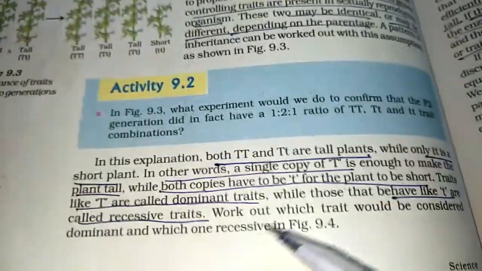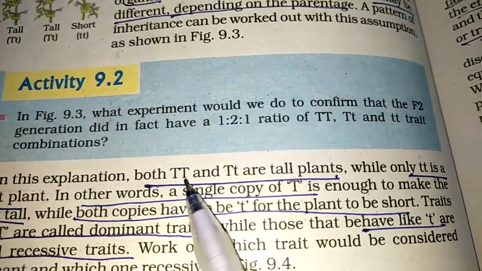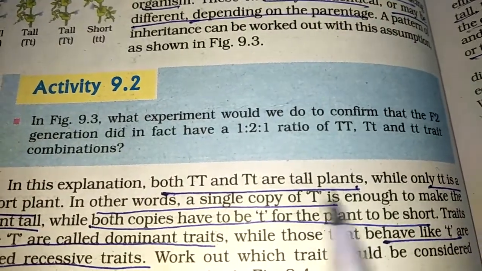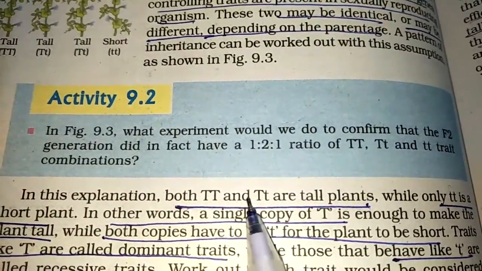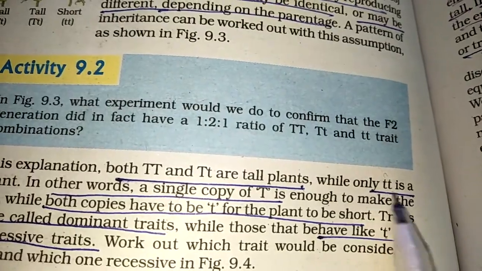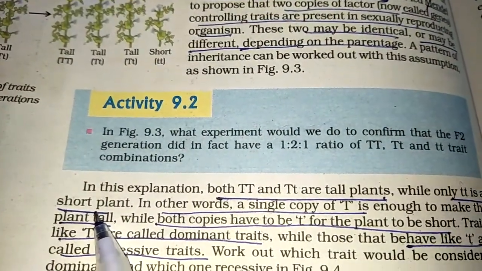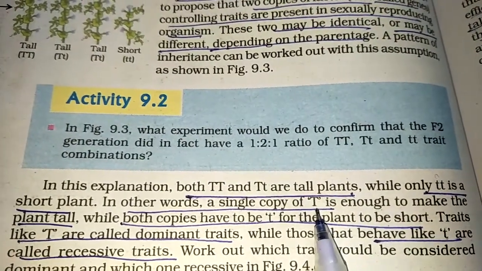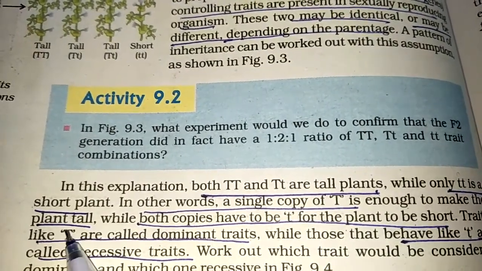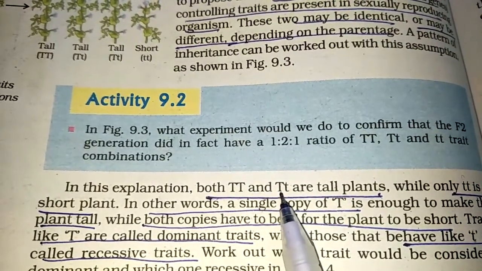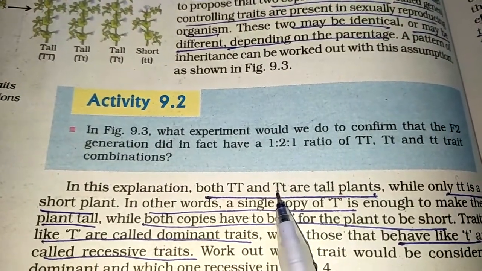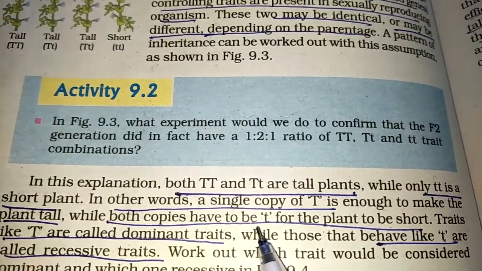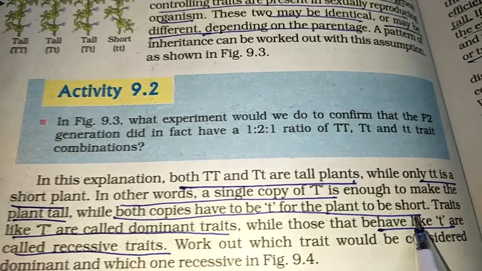Now TT, that is capital T and T, and capital T and small t, both are tall plants, but still their genes are different, while small t small t are short plants. In other words, a single copy of big T is enough to make the plant tall. If even one T is present, the plant will become tall. So what does that mean? Both copies have to be small t for the plant to become short.